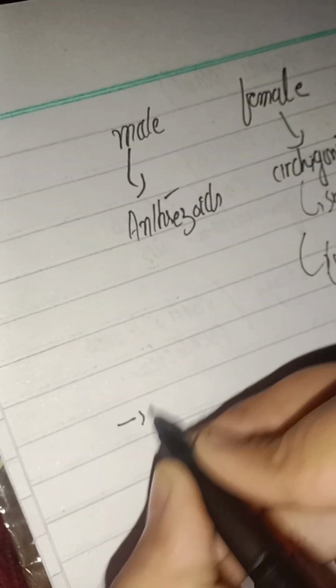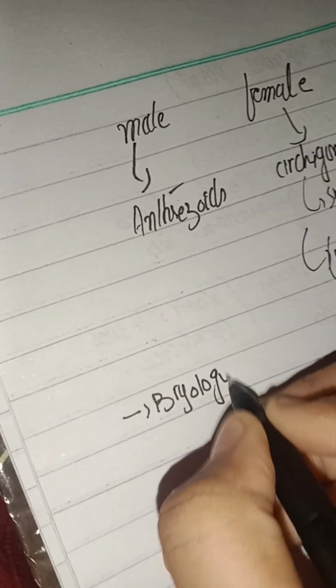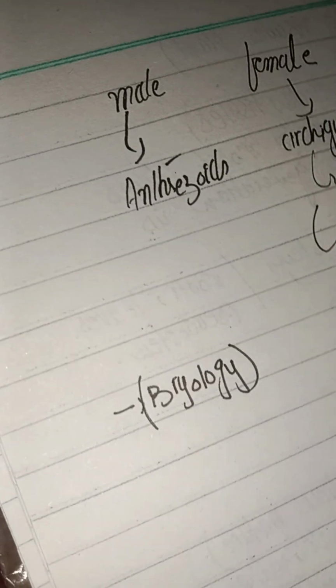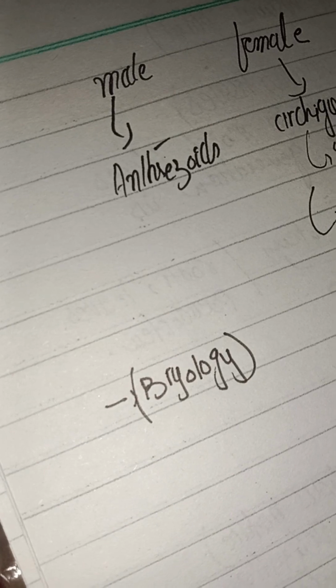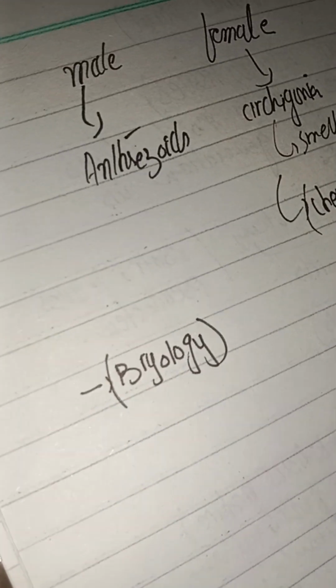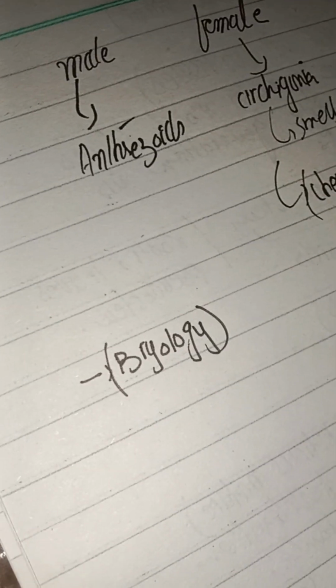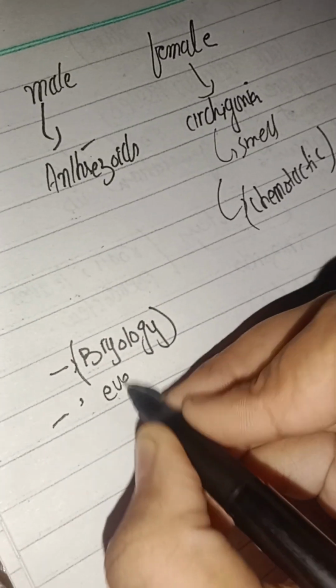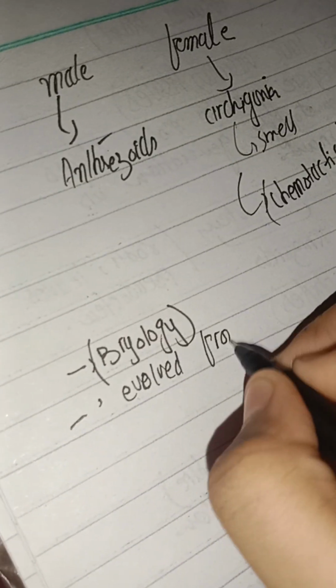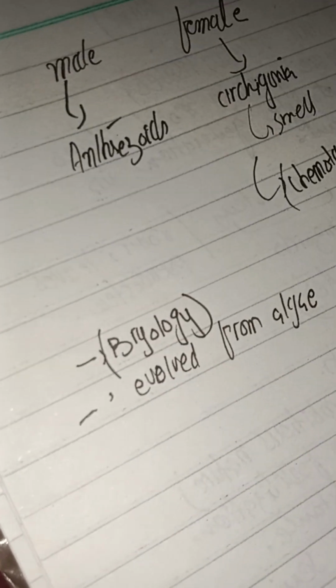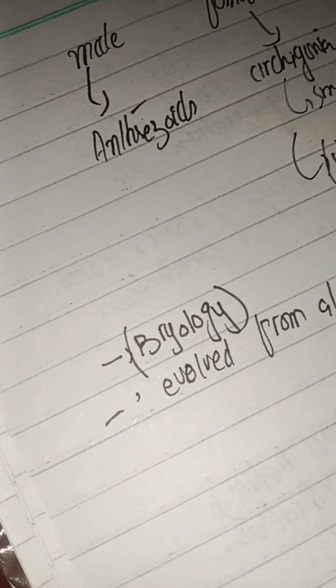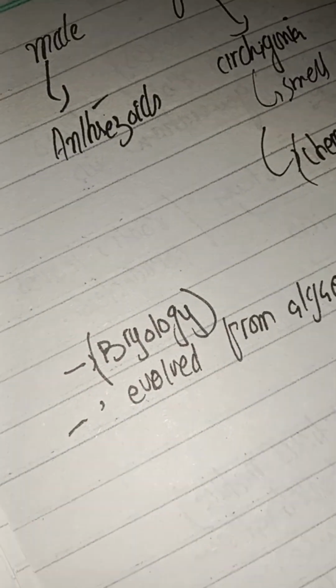Now, the study of the bryophytes is called bryology. Bryophytes is the collective term for liverworts, hornworts, and mosses. Bryophytes first appeared 450 million years ago, and they evolved from algae.